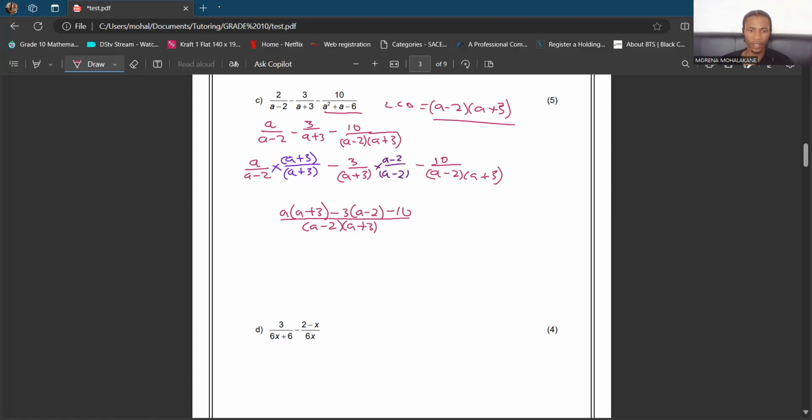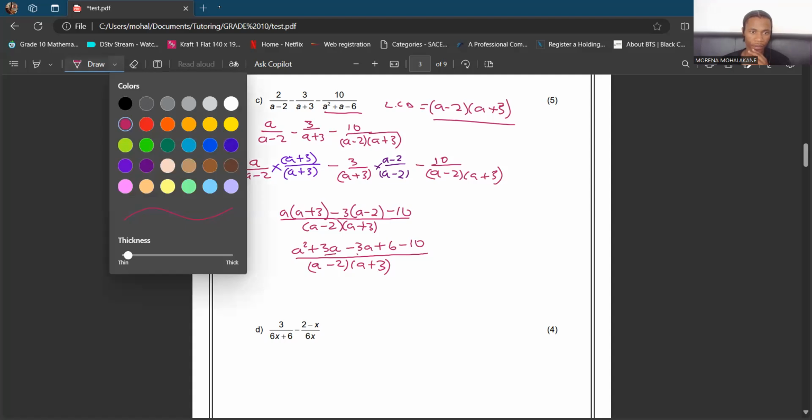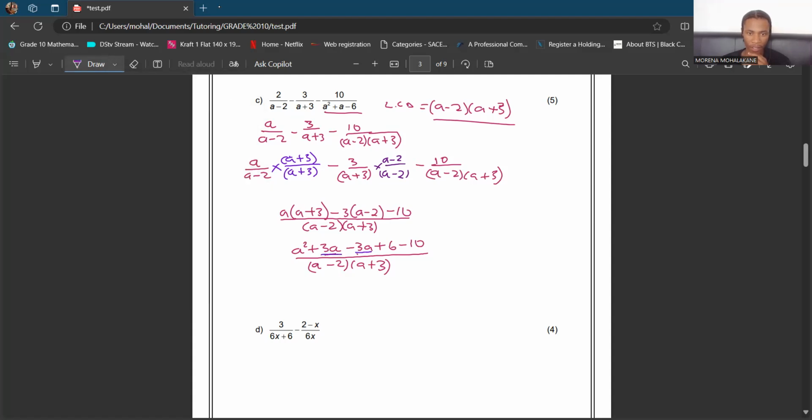If I simplify the numerator, it's going to be a squared plus 3a minus 3a plus 6 minus 10 all over a minus 2, a plus 3. In these calculations, you need to be very careful, right? The positive 3a and the negative 3a cancel out. So I have 6 minus 10, and my denominator a minus 2, a plus 3.